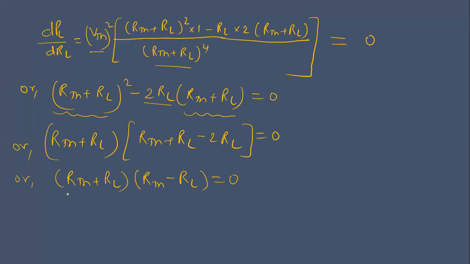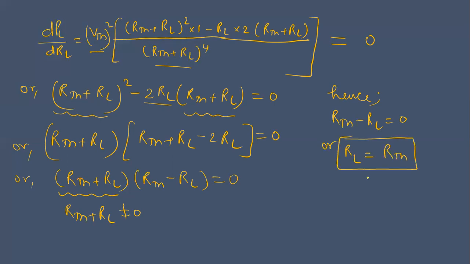Now, if you put RTH plus RL equal to 0, it would be RTH is equal to minus RL. Resistances generally are not negative basically. They cannot be negative, right? So RTH plus RL cannot be 0. Hence RTH minus RL is equal to 0, or RL is equal to RTH.